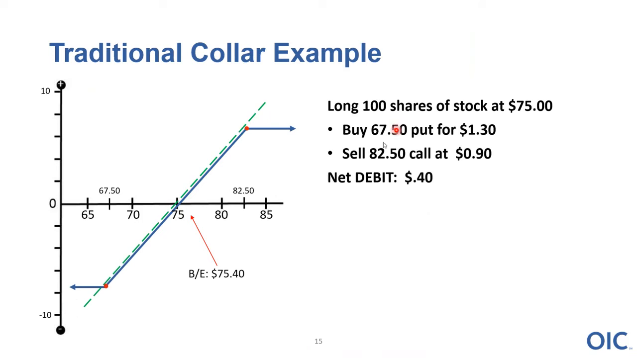What if we do this options overlay, the traditional collar, buying a put option for $1.30, selling a call option for 90 cents, and taking on a net debit. Now notice we went equidistant from the stock price, and we paid a net debit. More on that in just a second. Doing so increases our break even by this small amount. Our cost is now going to be increased by 40 cents.